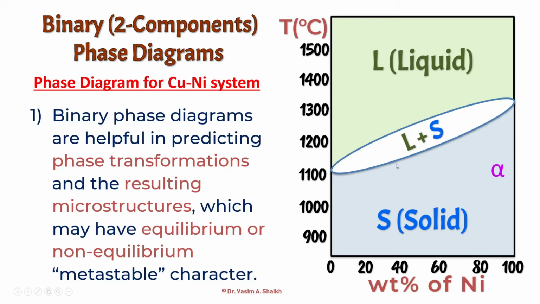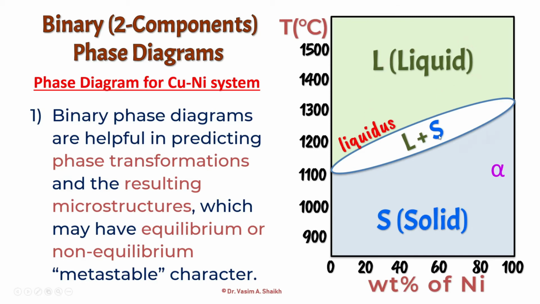So in between, if you are in this phase field, it is called a phase field, you will have liquid and solid. So both the phases will be present. And this is called the liquidus line. This is the liquidus line, and the meaning of the liquidus line is that anything above the liquidus line is liquid. So anything above the liquidus line, this green area, is liquid.